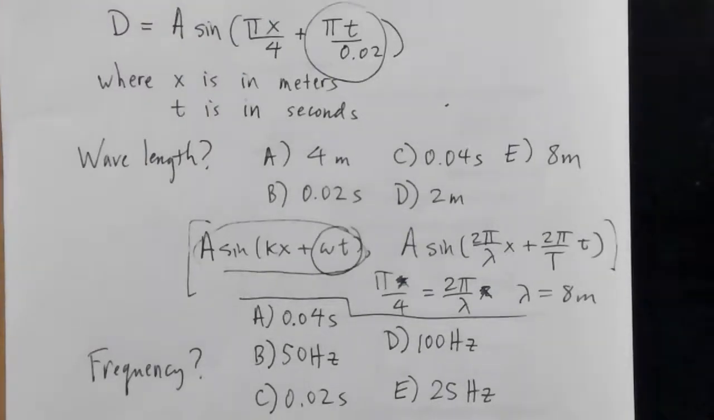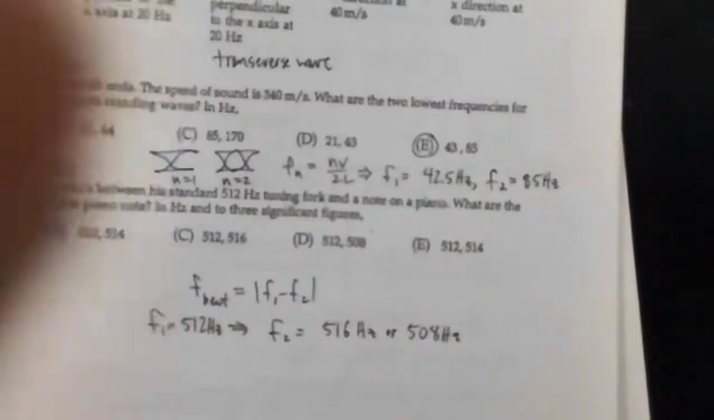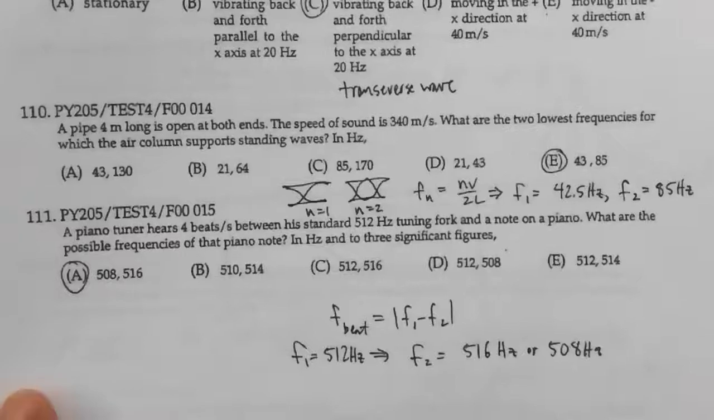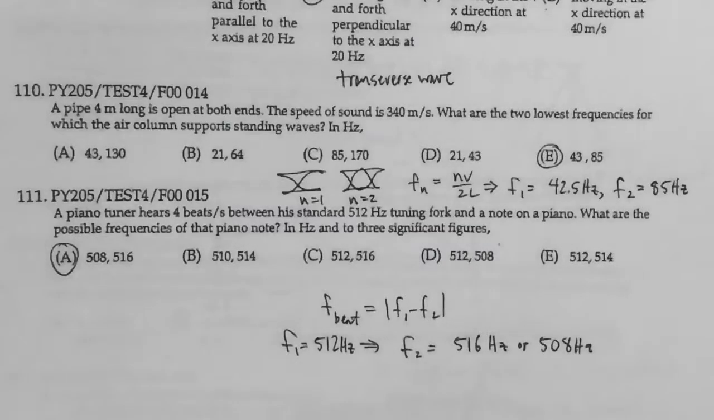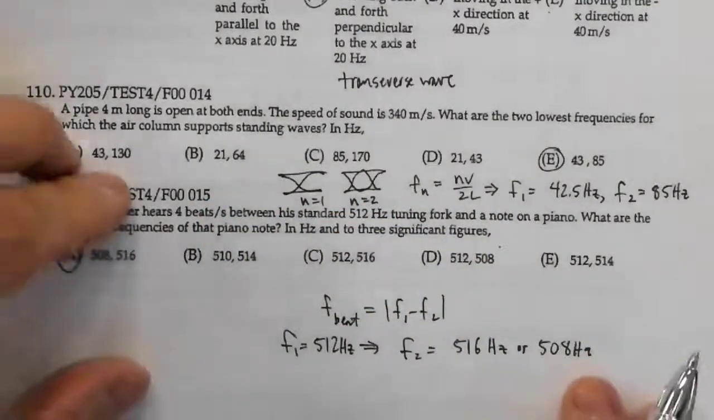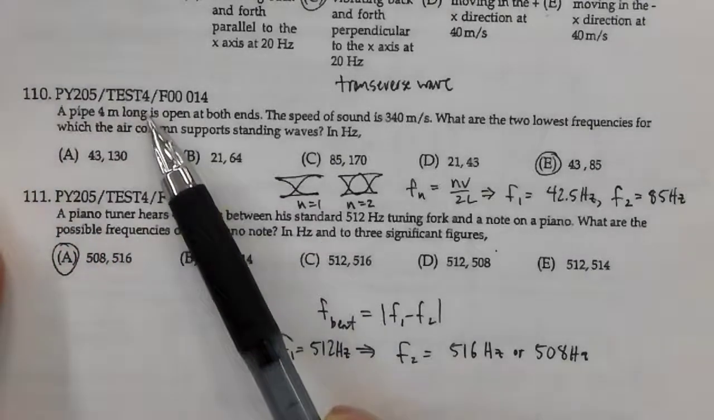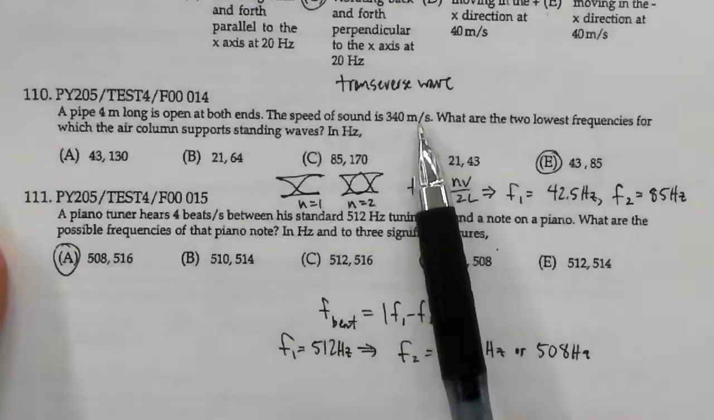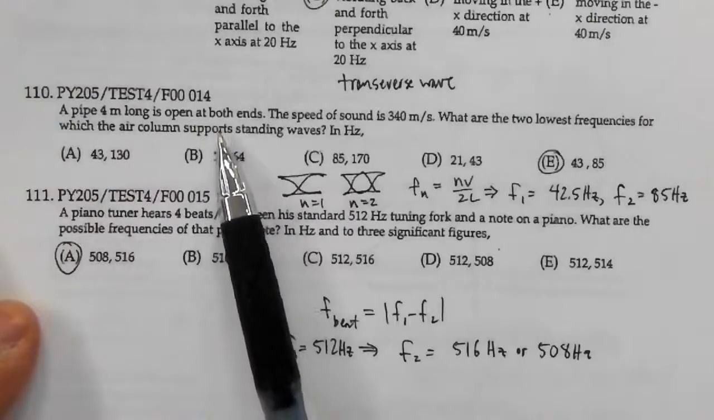Let's do this one together. Maybe I'll zoom in a little bit. This comes from Waves A, the extra practice sheet I uploaded a couple days ago. Let's do 110 first. We are told that a pipe 4 meters long is open at both ends. The speed of sound is 340 meters per second. What are the two lowest frequencies for which the air column supports standing waves, in hertz?